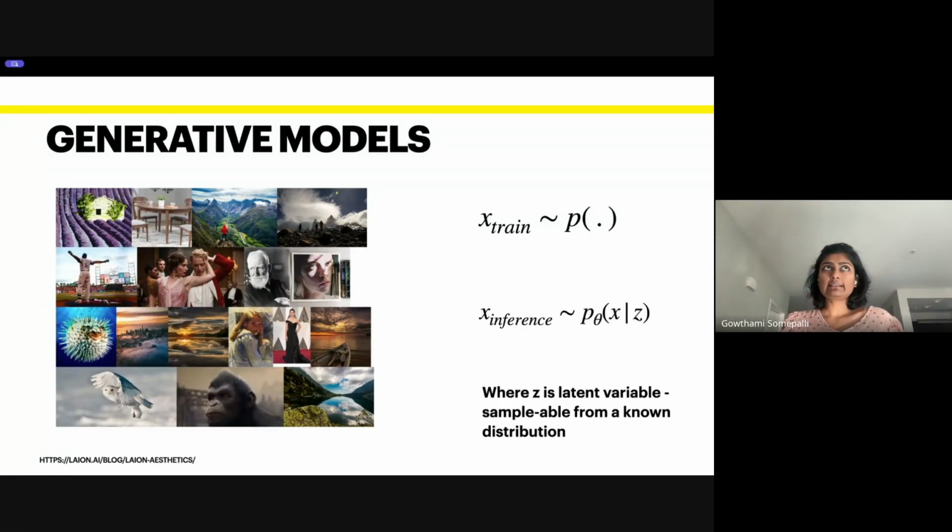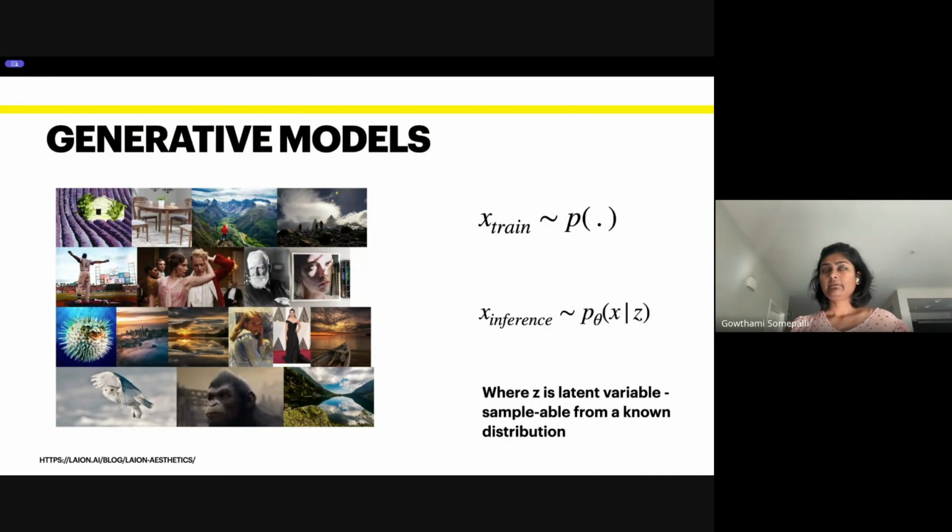So generative models. In this talk, I'm going to mostly talk about image generative models. So we all know what they are. We give a prompt and then we end up with a generation, either realistic looking or imaginative, and so on. So let's think of what a generative model is for a second.